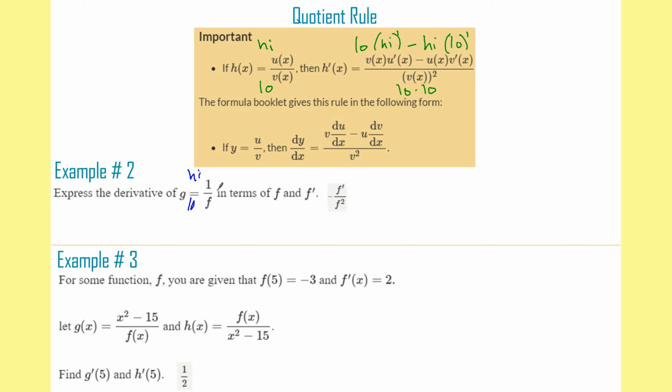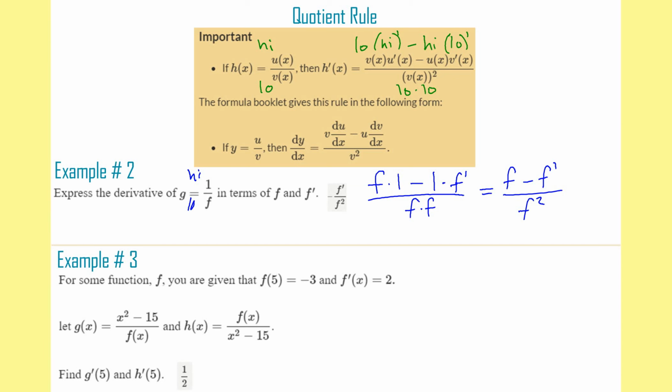So low d high, the derivative of high is just 1, minus high, which is f, times low d, or d low, high d low, sorry. So the derivative of the denominator, so f prime, all over low low. So this is f minus f prime all over f squared.